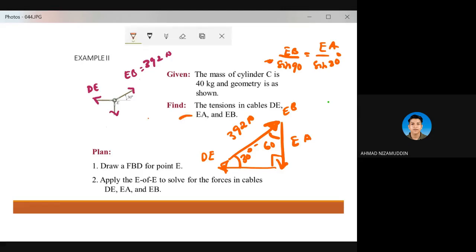339. 339 Newton. Any other answer? 0.5. Itu jawapan saya. Yes. Jawapan lain tu. DE. Okay. 296. Berapa? 296.